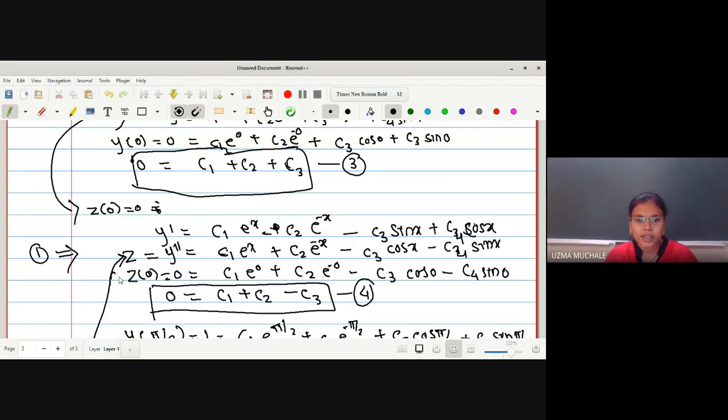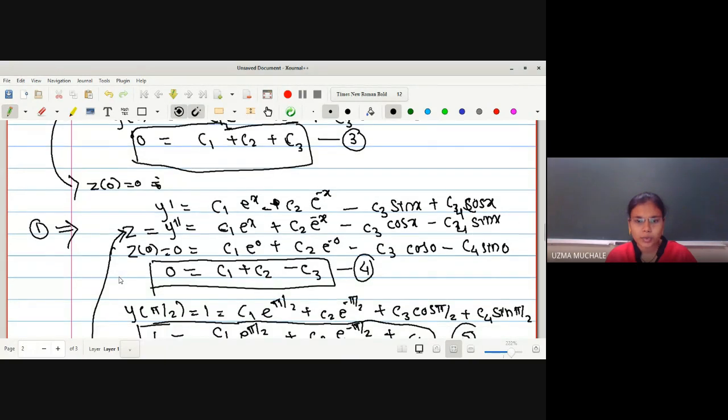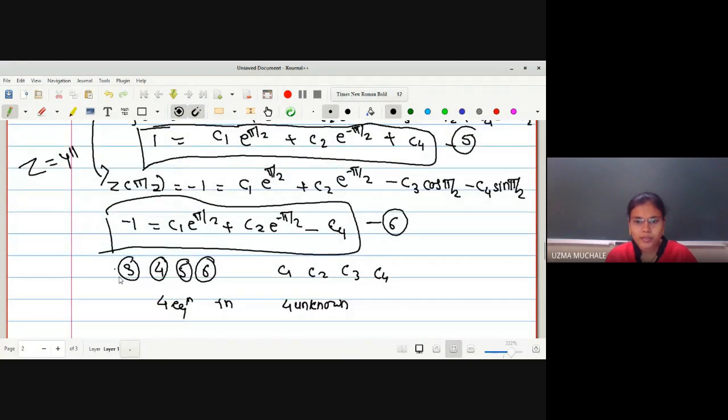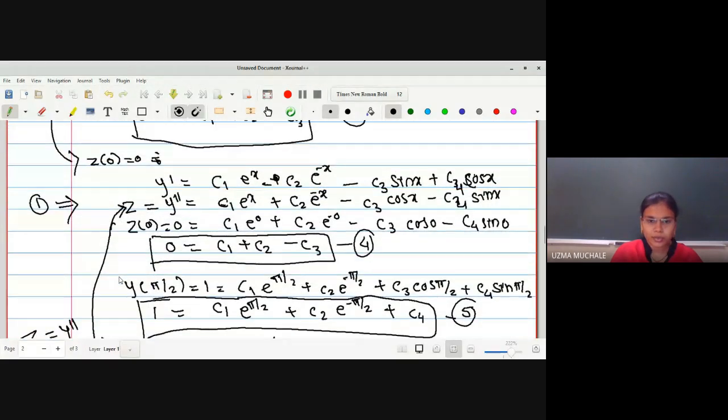This is equation 3, 4. You can use 3 and 4, because then you get C1 is equal to minus C2. In equations 5 and 6, C4 can get cancelled by adding these two equations. You will get again one more relation between C1 and C2. Solve it fast and tell me the values of C1, C2, C3 and C4.